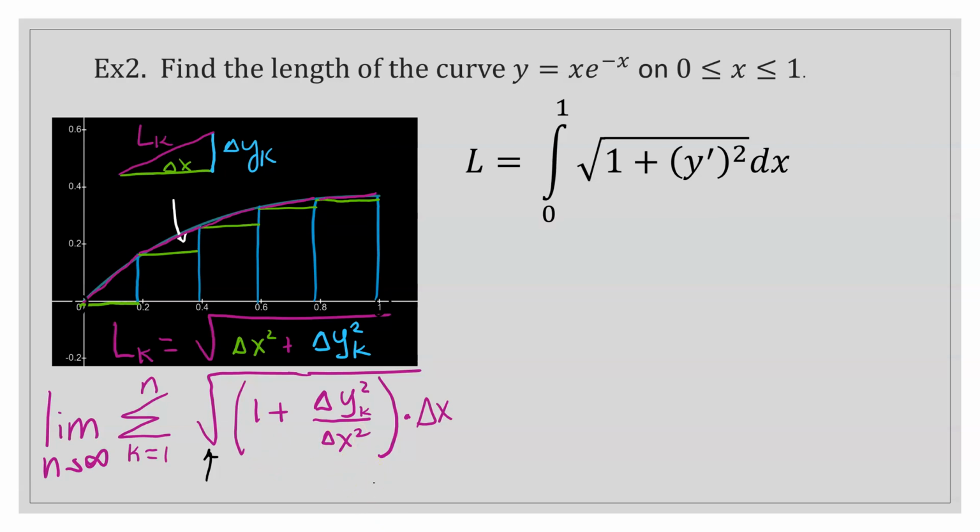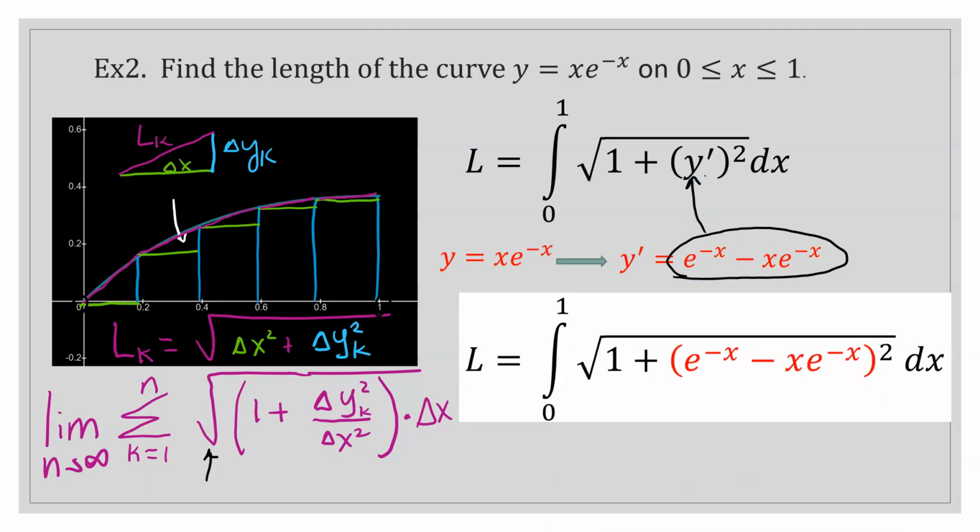Now, the question is, what is the derivative of our function, x times e to the negative x? When I say x times e to the negative x, we have to apply the product rule. And so the derivative would be e to the negative x minus x e to the negative x. And that right here is the thing that's going to go in there.